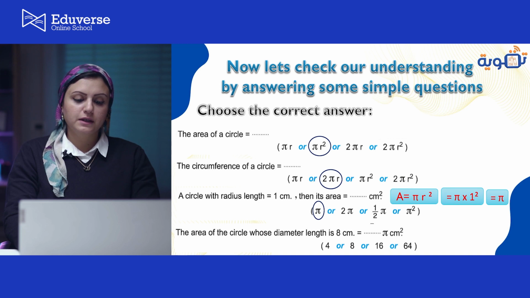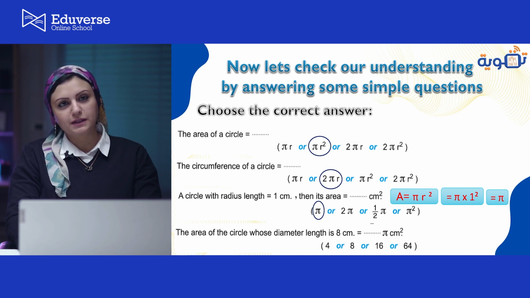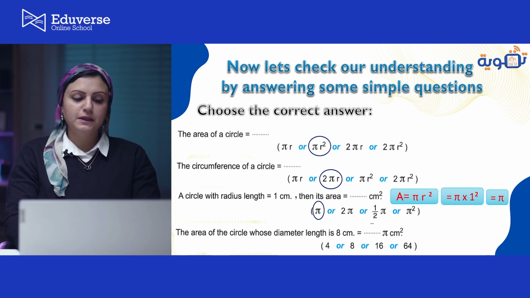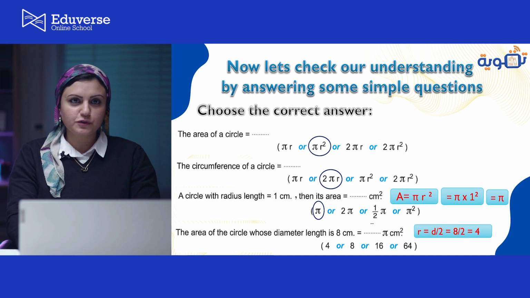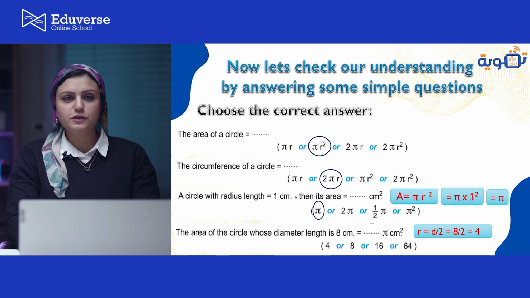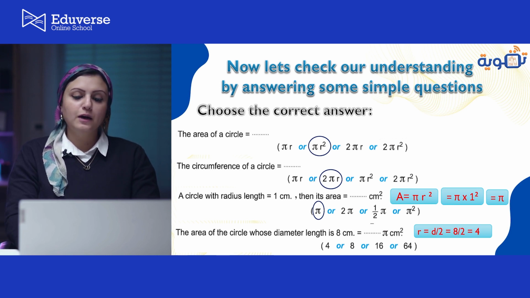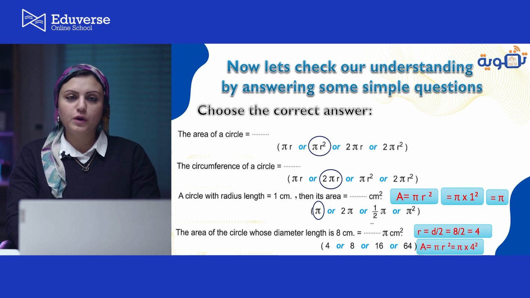The area of the circle whose diameter length equals 8. First of all, we need to calculate the radius from the diameter before calculating the area. Radius equals diameter divided by 2, which is equal to 8 divided by 2 equals 4 centimeters. Now, put the rule. Area equals π radius power 2, so it's gonna be π multiply 4 power 2.